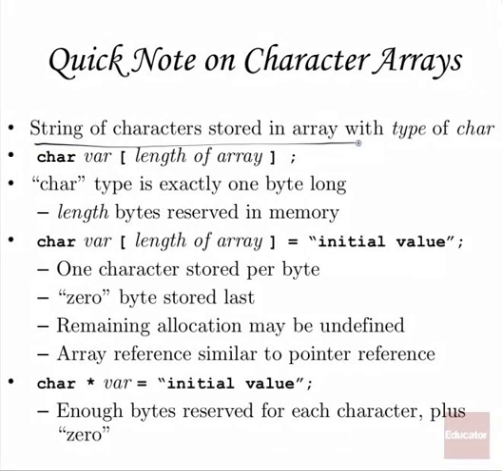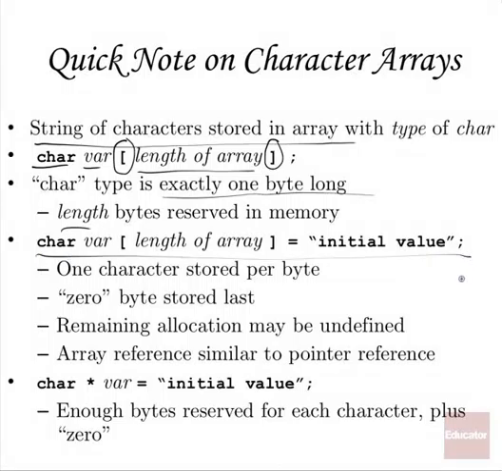So you have char, a variable name. The square bracket makes it an array. And then we have the length of the array. So the char type is exactly 1 byte long. The length in bytes is reserved in memory. So if we put 27 in here, it'll reserve 27 bytes. Here's an example where we're giving an initial value. We have char var, bracket, the length, hopefully at least as long as what you have here plus 1 or longer. And equal is assigning it. And then each one of these characters takes up 1 byte.